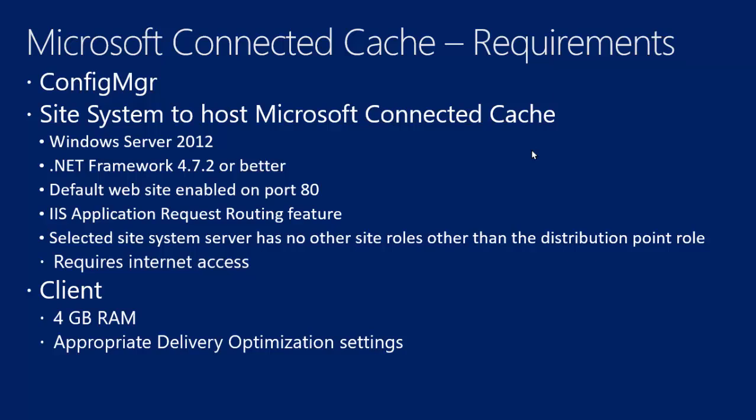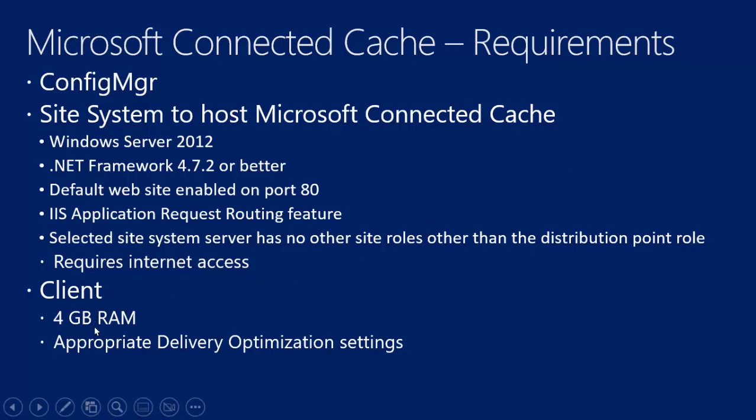In fact, as I'll point out in a minute in the demo, there is an option when you install the distribution point. The other part embedded in this is a requirement that the site system needs to host the distribution point role. And when you configure that distribution point role, there's a checkbox to enable the Microsoft Connected Cache feature. There's also a checkbox to install IIS if IIS is not already installed. So I just let ConfigMgr manage installing what it needs from IIS, including the application request routing feature.